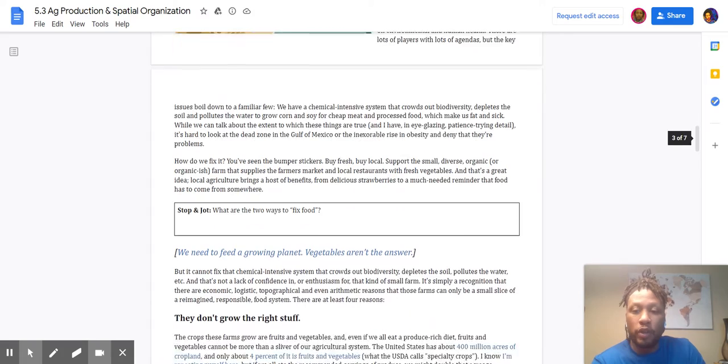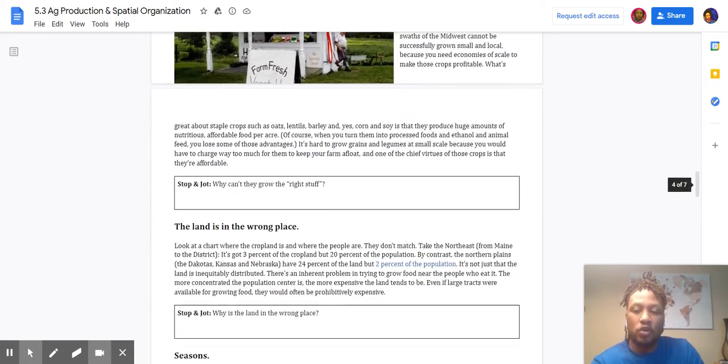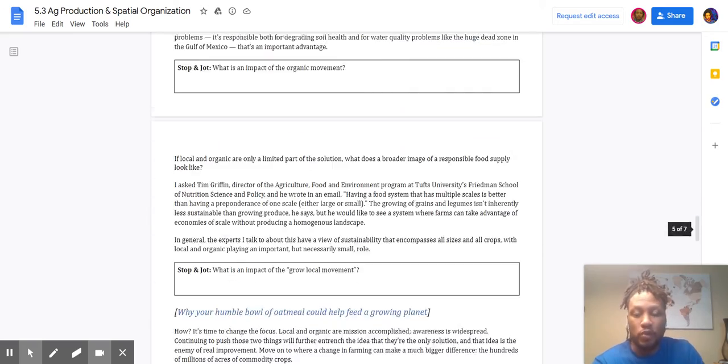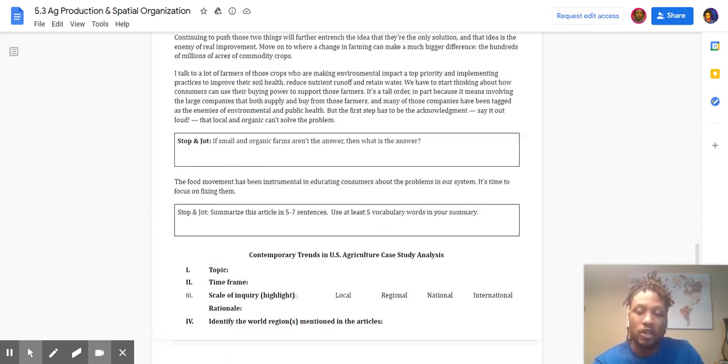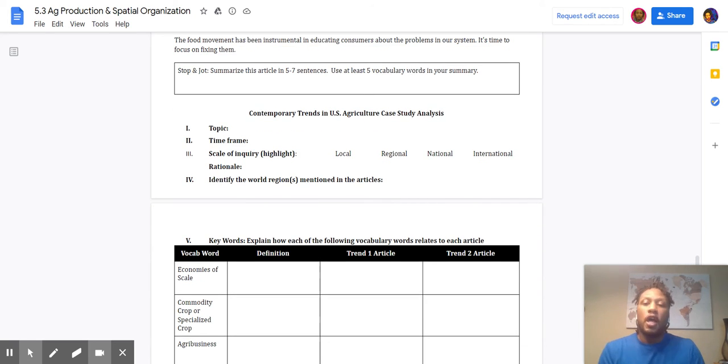Once you're done with your stop and jot questions, what you are then going to do, and of course, you definitely want to answer all of your stop and jot questions, you then want to come here and you want to identify the topic of what it is that you've just read. Like, what is the topic? Well, if you could boil it down to two or three words, what would be the topic of what you just read?